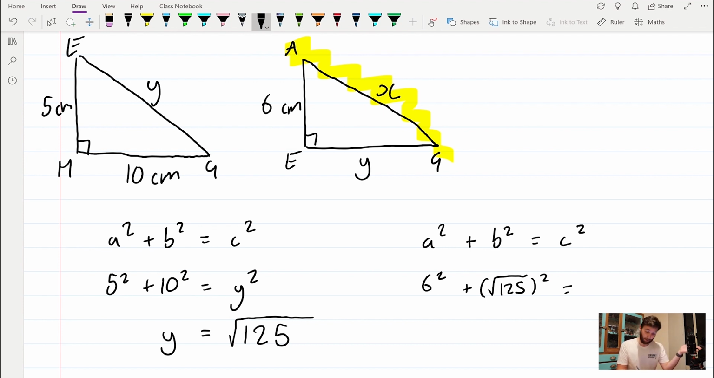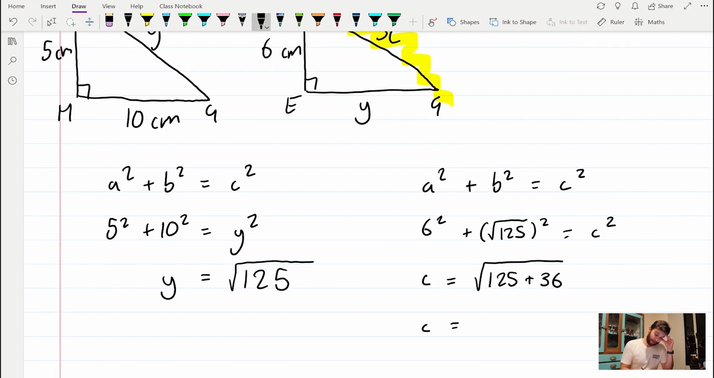I'm just working to the formula at this point, and that's going to give me the length of the hypotenuse squared. Therefore, the length of the hypotenuse squared is going to be equal to the square root of 125 squared, because those two things will cancel each other out, plus 6 squared, which is 36.